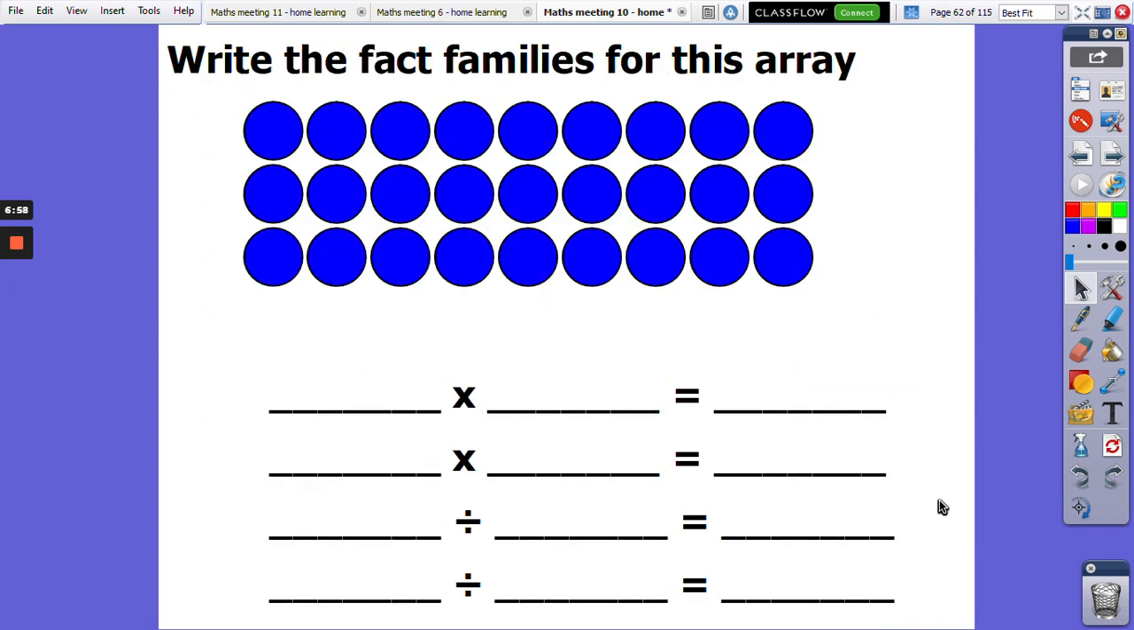Okay, more fact families. Got an array on the screen there. We're going to write out the 4 calculations you can get from that. That's the 2 multiplication and the 2 division calculations from that array. Okay, pause the video. Off you go now.